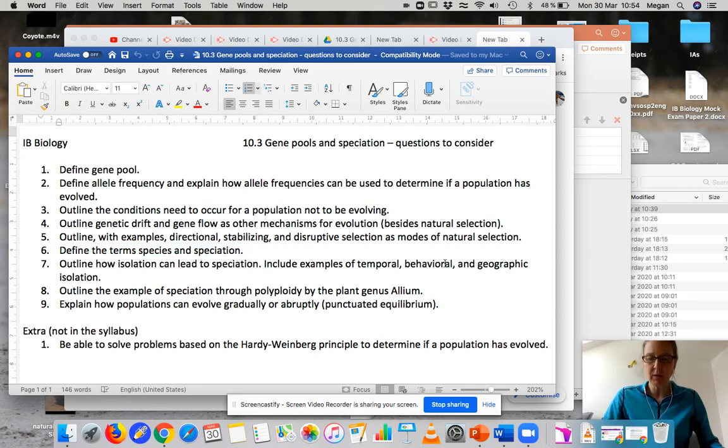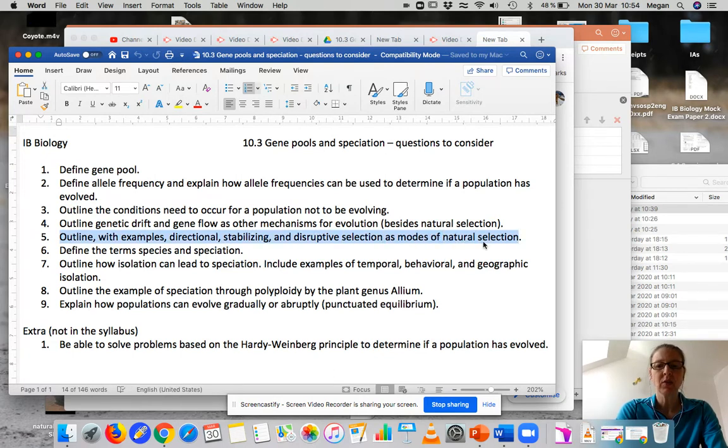So today we're going to finish up 10.3, gene pools and speciation. The questions to consider are: there are actually a couple of different modes of natural selection. Natural selection doesn't always happen in one direction, like we've often looked at in our examples. So we'll take a look at what stabilizing and disruptive selection are.